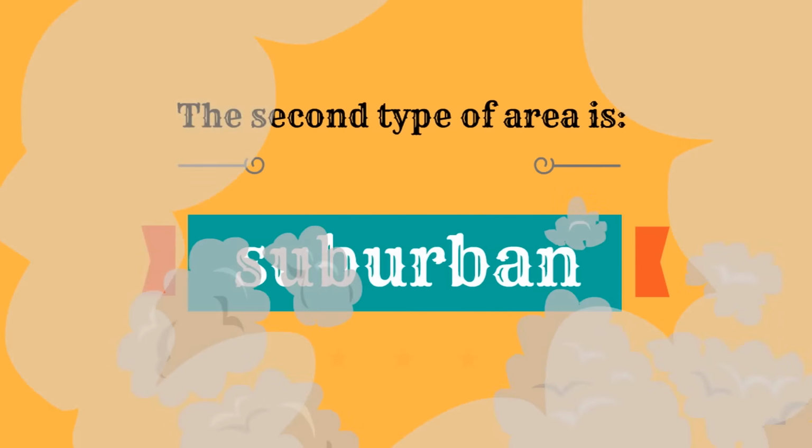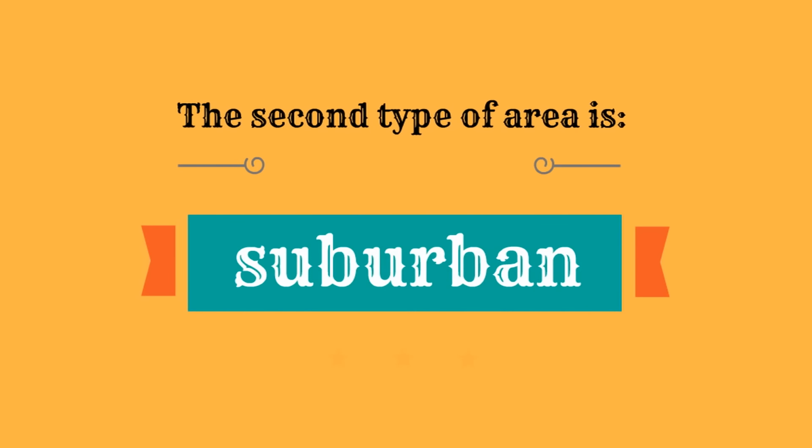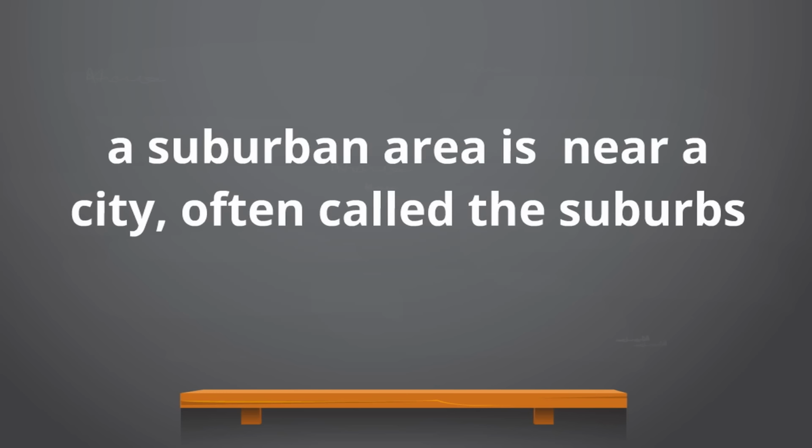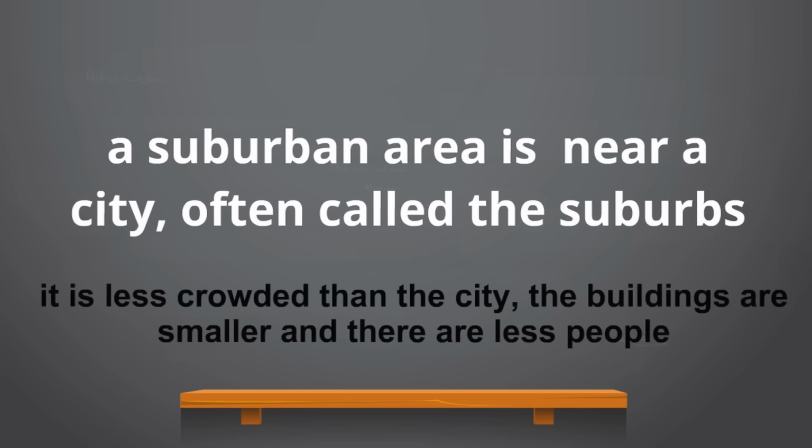The second type of area is suburban areas. A suburban area is near a city and it's often called the suburbs. It's less crowded than the city, the buildings are smaller, there are less people than are in the urban areas.